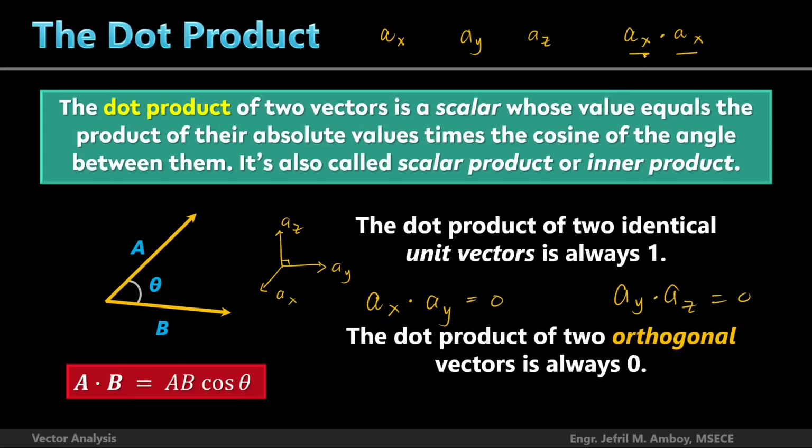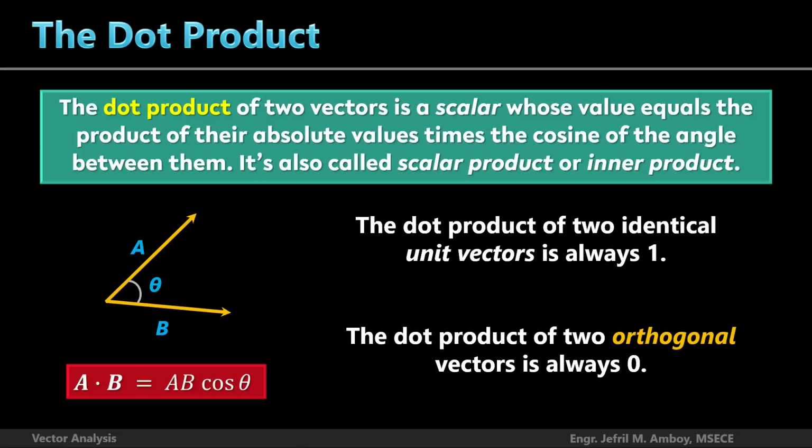Remember, when we take the dot product of the same unit vector, the answer is 1. When we take the dot product of different unit vectors, the answer is automatically 0. So, there is a condition for orthogonality. Two vectors are orthogonal if and only if the dot product is 0. Now, what if the two vectors are given in three-dimensional coordinates?